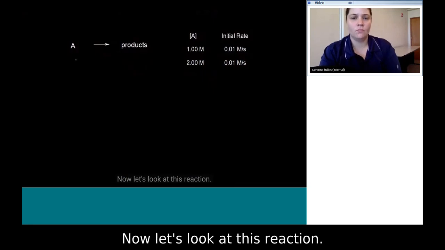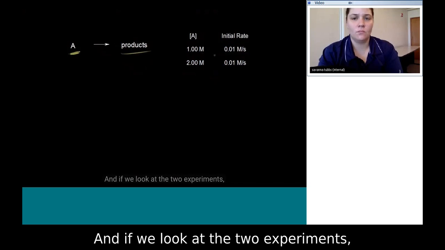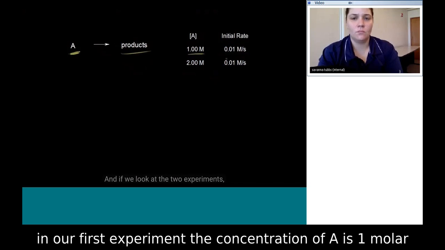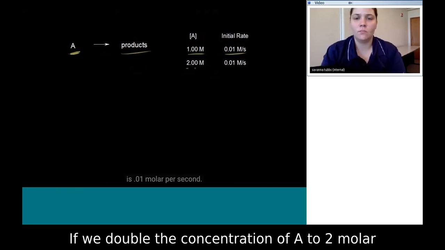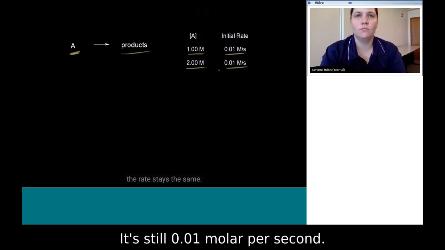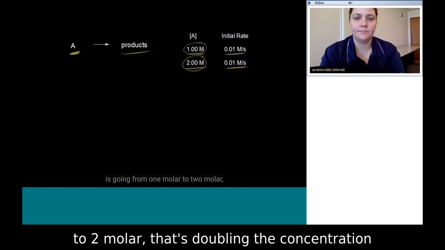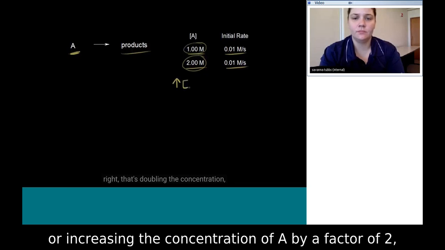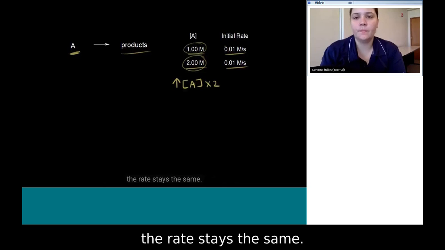Now let's look at this reaction. We have only one reactant A turning into our products. And if we look at the two experiments, in our first experiment, the concentration of A is 1 molar, and the initial rate of reaction is 0.01 molar per second. If we double the concentration of A to 2 molar, the rate stays the same. It's still 0.01 molar per second. So even though the concentration of A is increasing by a factor of 2, the rate stays the same.